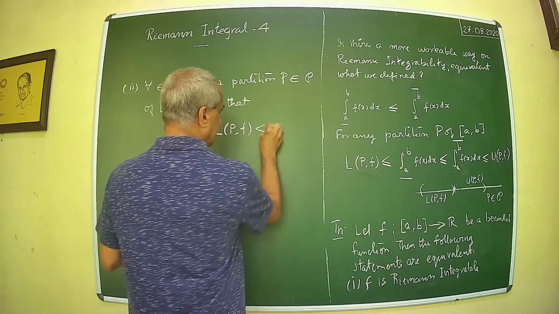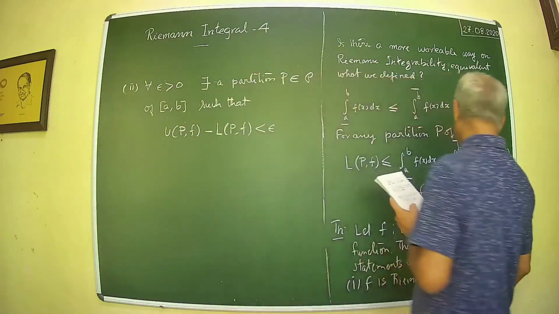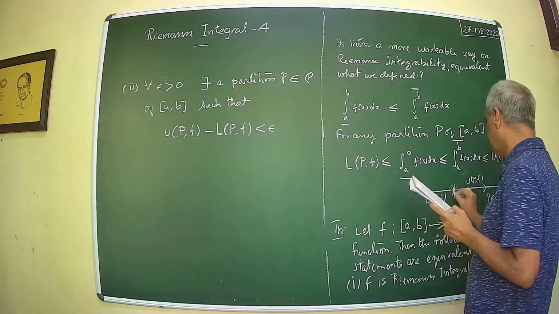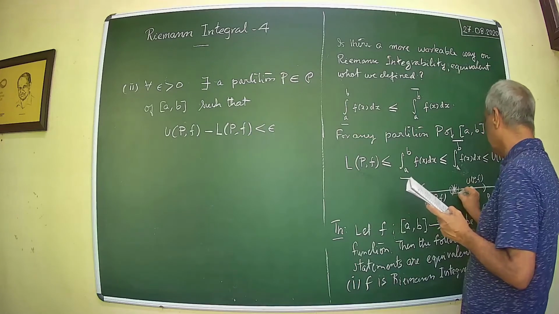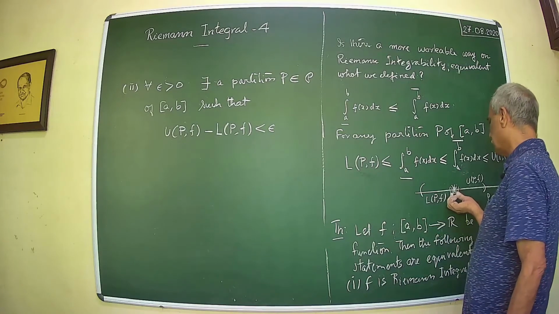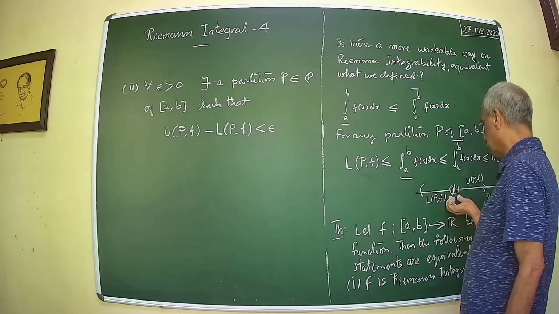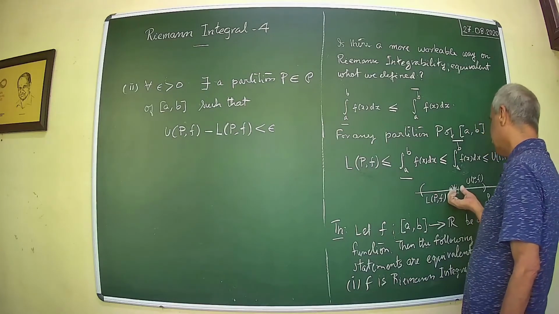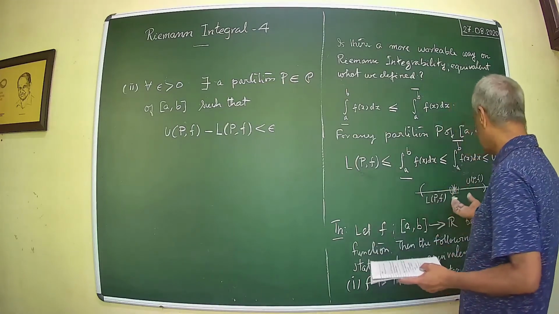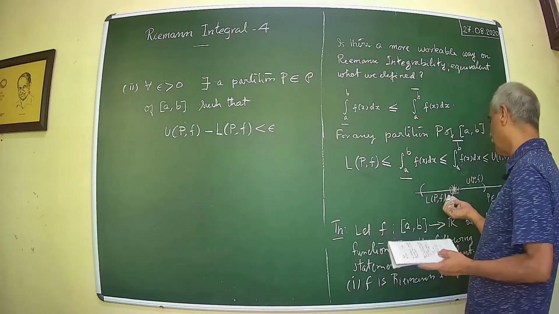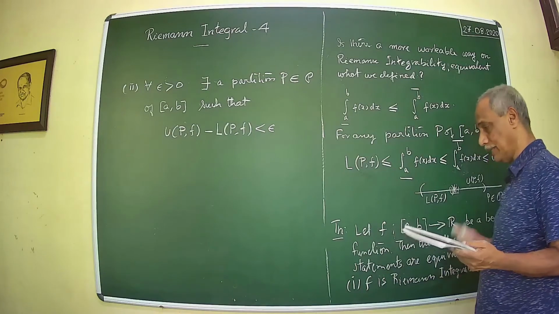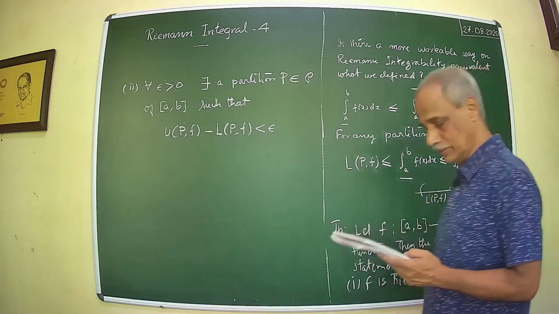U(P,f) minus L(P,f) is less than epsilon. As I pointed out here, you can find a partition for which there is an L(P,f) here, there is a U(P,f) here, and suppose your epsilon is this big, then you can find the L(P,f) and the U(P,f) such that their difference is less than epsilon. If you choose a still smaller epsilon, still you can find a partition P such that this is true. This is an outcome of the definition of the upper integral and lower integral, and the assumption that the upper integral is equal to the lower integral. Okay.